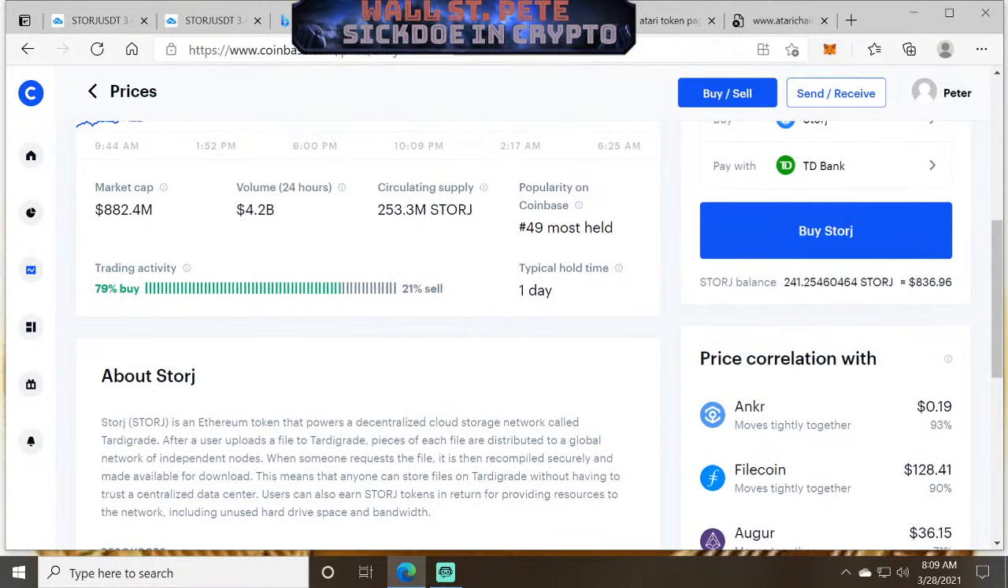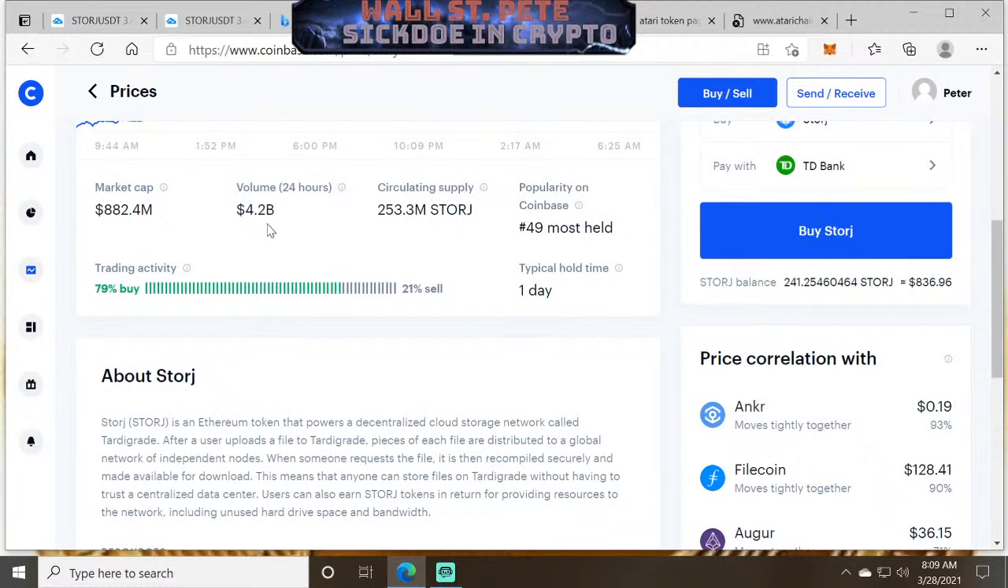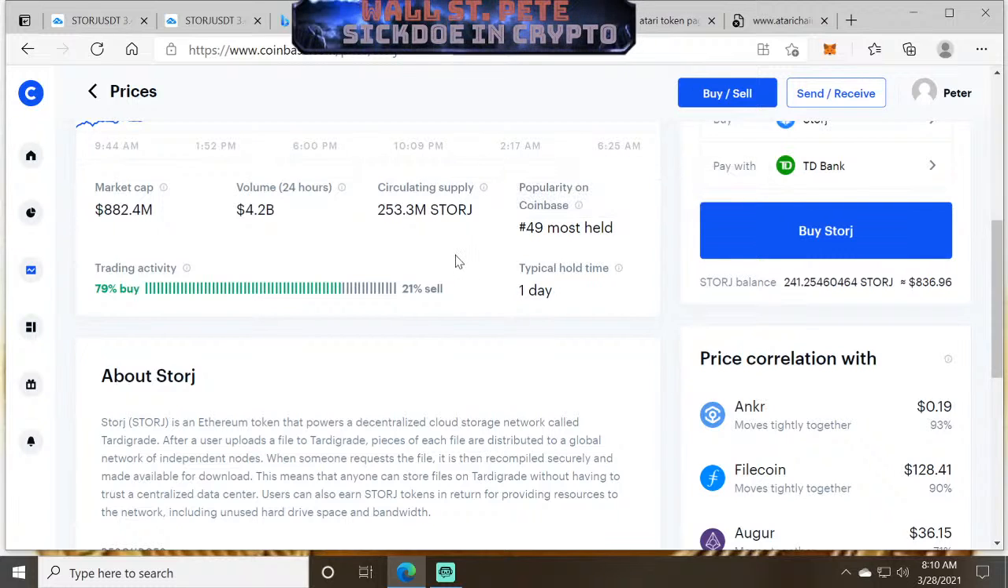Right now, the market cap, we're literally 80% to $1 billion on this bad boy. You see it, 882 million. Like I said, it tells you what it does here. In the last 24 hours, our transactions, not just from Coinbase, has been 4.2 billion. So that's a lot of money being thrown around. The circulating supply, the amount of storage that is currently liquidated in circulation now is 253 million. So numbers changed, and I know that wasn't like that in our last video.